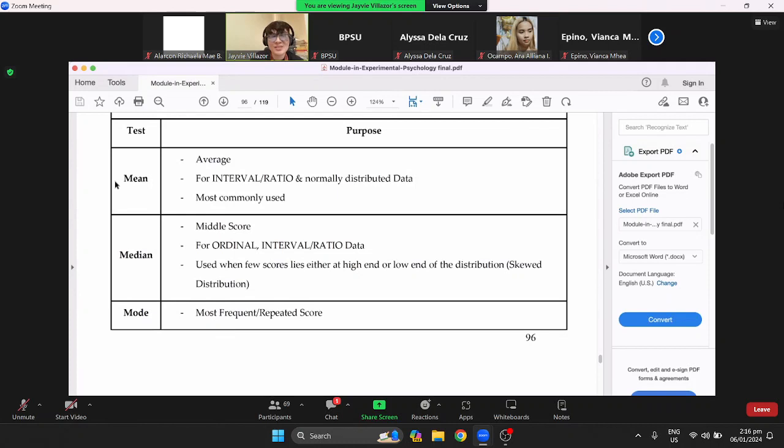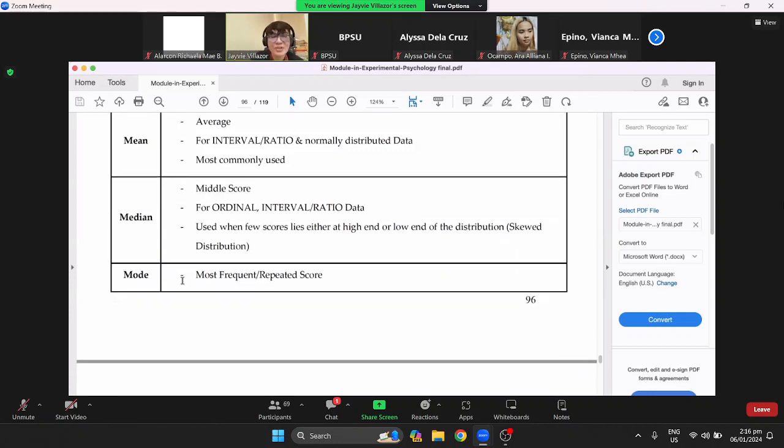Another is median. Median, from the word itself, is the middle score. Its counterpart is usually ordinal, but it can also be interval and ratio. I know you're already familiar with median. Now, is median parametric or non-parametric? Non-parametric. If mean is for parametric, median and mode are usually utilized for non-parametric tests. We'll understand that better later.